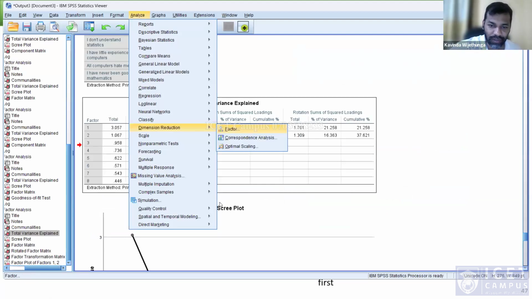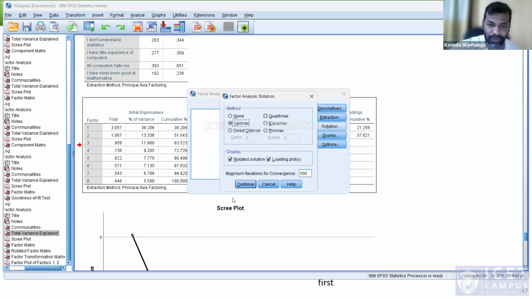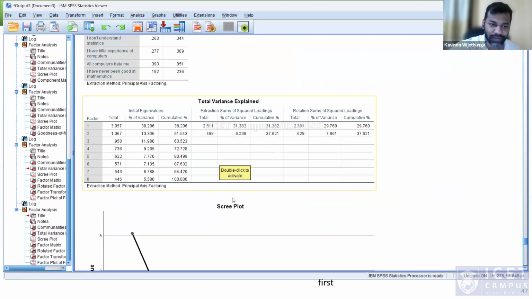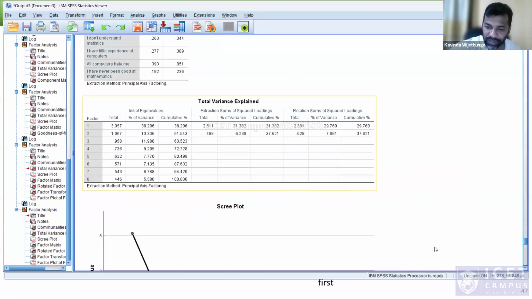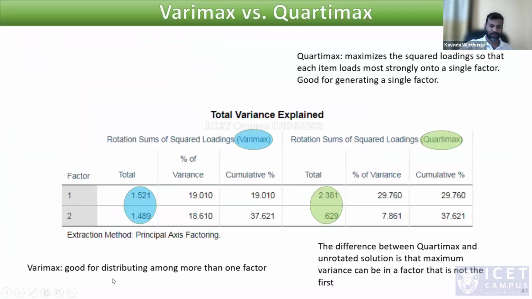Here you can see 0. Then we can see these changes. With the Varimax rotation method, the total variance explained by factor 1 is 1.521. Here you can see 3.381. The difference between Quadrimax and the unrotated solution is that the maximum variance can be in a factor that is not the first, right? So it is good for distributing the variance over more than one factor. So we can use the Varimax rotation method, where more than one factor has the variance. That's good.